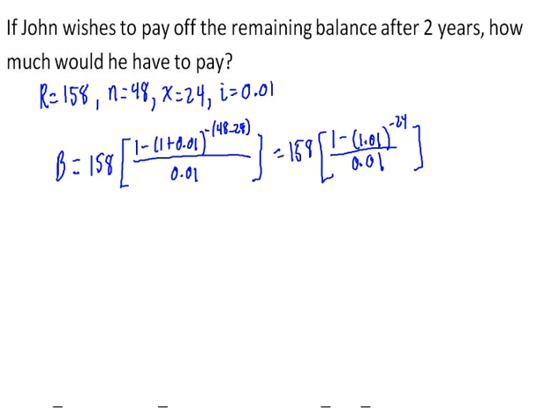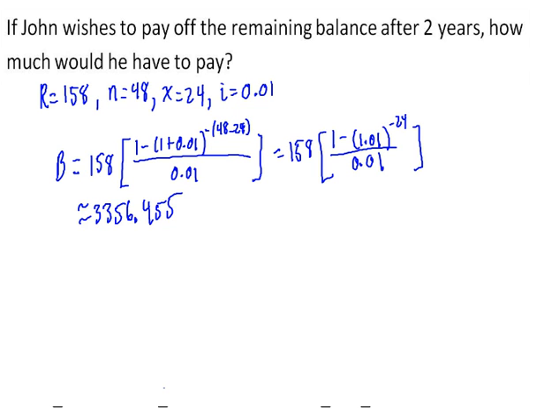So plugging those into the formula, we get 158 times the 1 minus 1 plus 0.01 raised to the 48 minus 24 all over the 0.01. So that would be 158 times the 1 minus 1.01 to the negative 24, because since we made 24 payments, there are still 24 payments remaining, all over 0.01. Now plugging that into our calculators, we get 3,356.455.